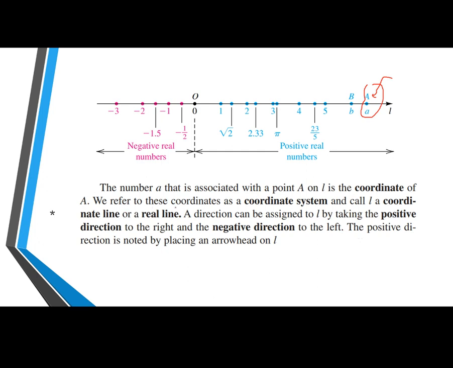So we refer to these as coordinates, a coordinate system, and call L a coordinate line or a real line. A direction can be assigned to line L by taking the positive direction to the right. So to the right is the positive direction, and on the opposite left side is the negative direction. The positive direction is denoted by placing an arrowhead on L. Okay.